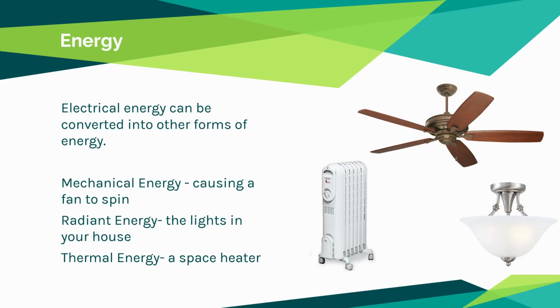Electrical energy. Electrical energy can change into other forms. It can become mechanical energy, like the spinning fan. It can become radiant energy, like the light from a lamp. Or it can become thermal energy, like from a space heater. This is why electricity is so useful. It can be transformed into many different outputs.